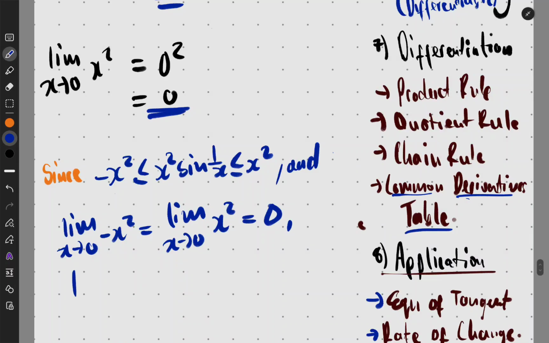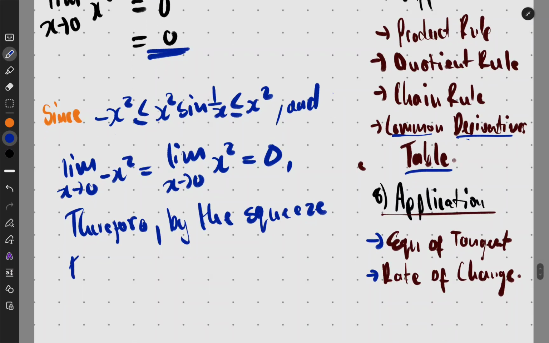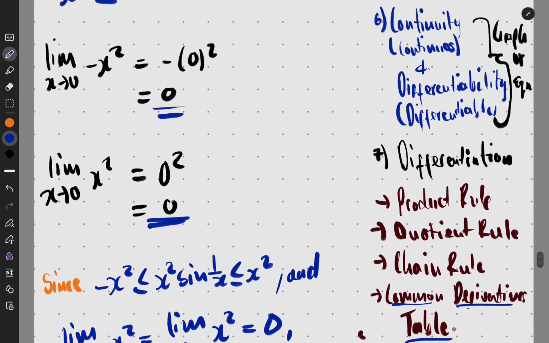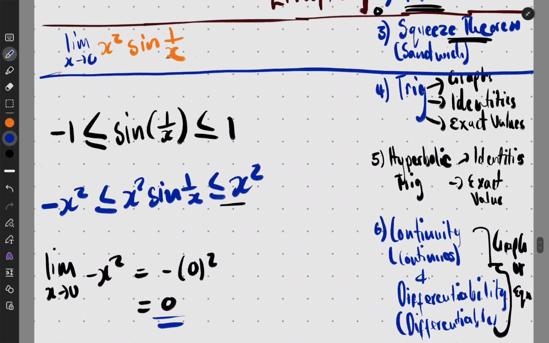You can now say, therefore, by the squeeze theorem, that the limit as x goes to 0 of x squared sine 1 over x is equal to 0. So the middle one will also have that same limit, and you are done. This is what you do with the squeeze theorem.